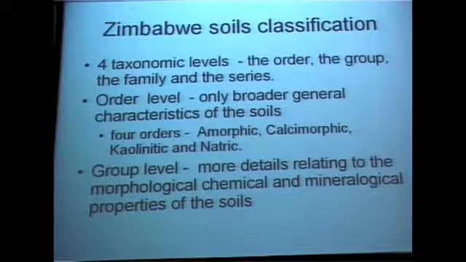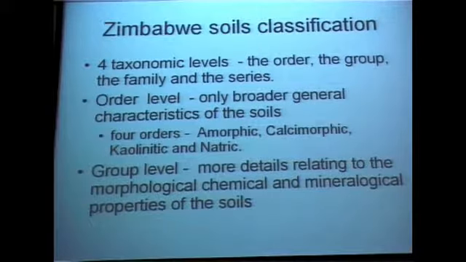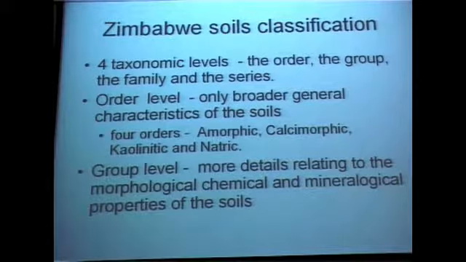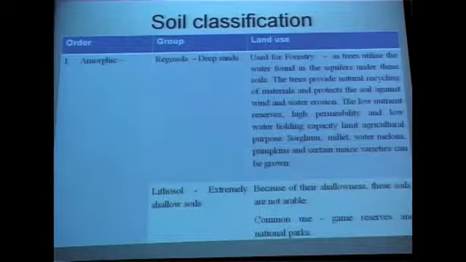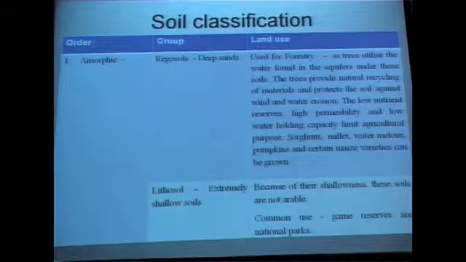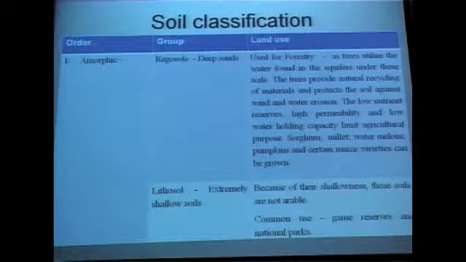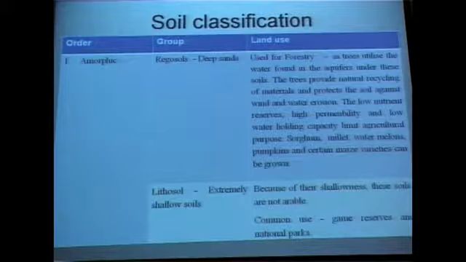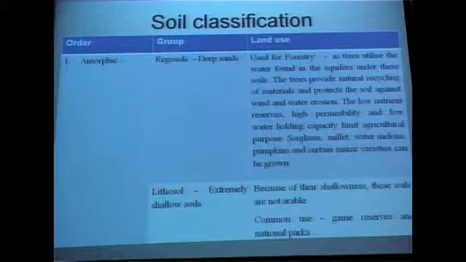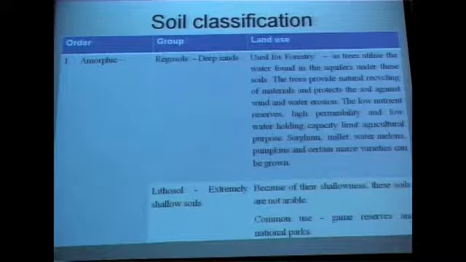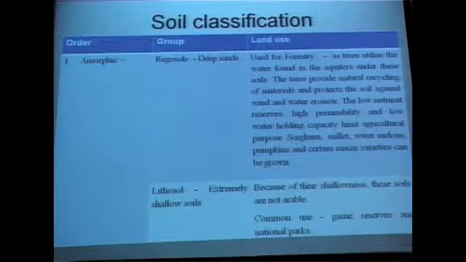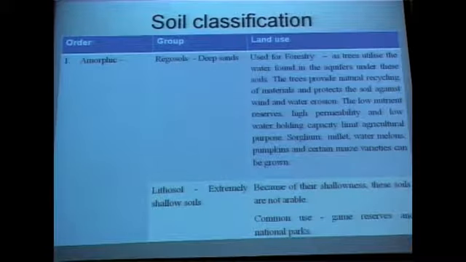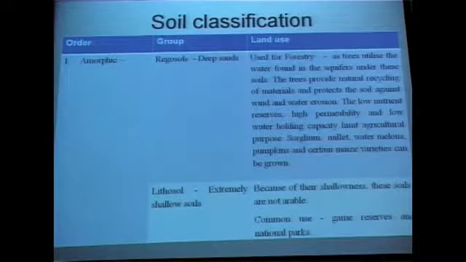And at group level, we are getting into the details relating to the morphological, chemical, and mineralogical properties of the soils. They provide a natural way of recycling material and also protect the soil from erosion. They are very low in nutrient content, and they are highly permeable, and they've got a very low water holding capacity. But we find that in those areas we have got some smallholder farmers, and they certainly do some agricultural production of sorghum, watermelons, millet, pumpkins.